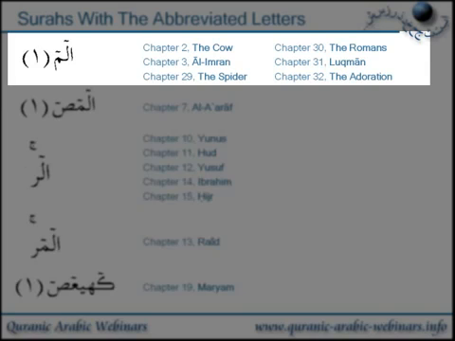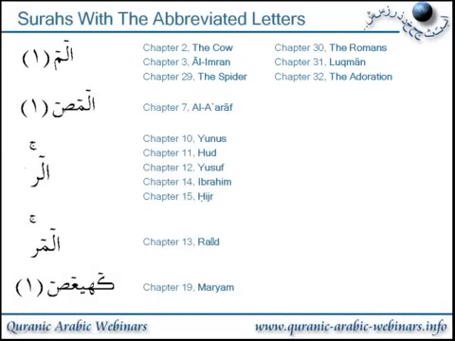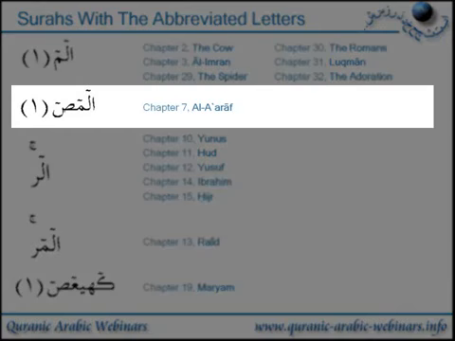So that would be Alif, Lam, Mim. And that occurs in Surah 2, 3, 29, Surah 30, 31 and 32. So if you go and have a look at all those surahs, the Alif, Lam, Mim will be the first line. Then we have the Alif, Lam, Mim, Sad, and that's only in Surah 7.